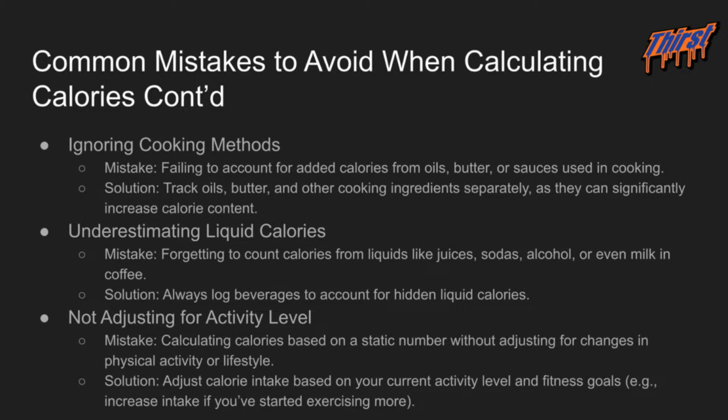Then we've got ignoring cooking methods. A mistake is failing to account for added calories from oils, butter, and sauces used in cooking. And this is a big one that gets a lot of people, is that you're going to line your pan in oil, you're going to cook things in butter. That makes it a little bit harder to calculate stuff sometimes. I understand that. So the solution is to do your best to track your oils, your butters, your cooking ingredients separately, because they can obviously significantly increase your calorie content because those are fats. And we talked about how those have 9 calories per gram. That's over double carbohydrates and proteins. And if you're cooking everything in that, you're getting those extra calories and fat from there.